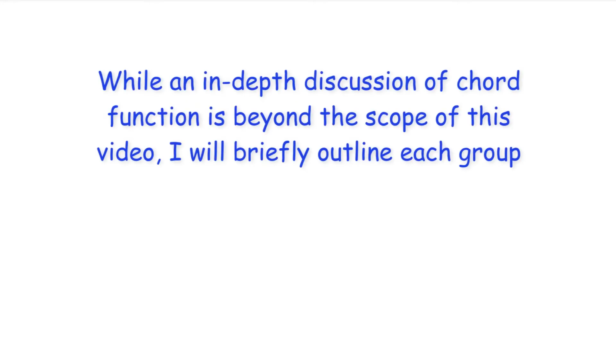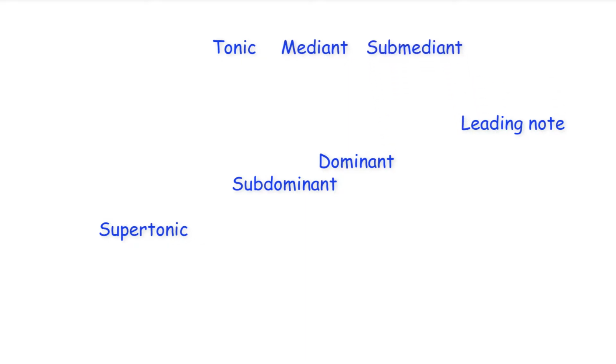While an in-depth discussion of chord function is beyond the scope of this video, I will briefly outline each group. As well as their scale degree names such as tonic, supertonic, subdominant, etc., chords are also grouped by their function within a key. For example, the tonic, mediant, and submediant chords are all said to have a tonic function, as they all share notes in common and in some contexts are essentially interchangeable.